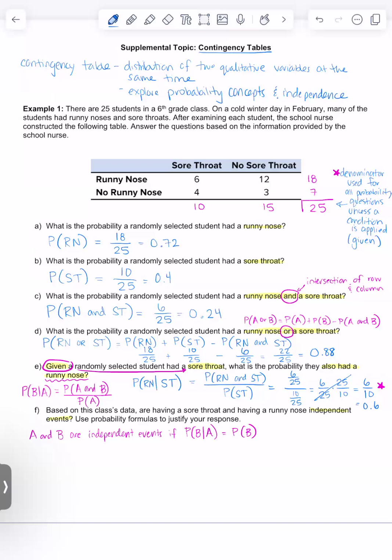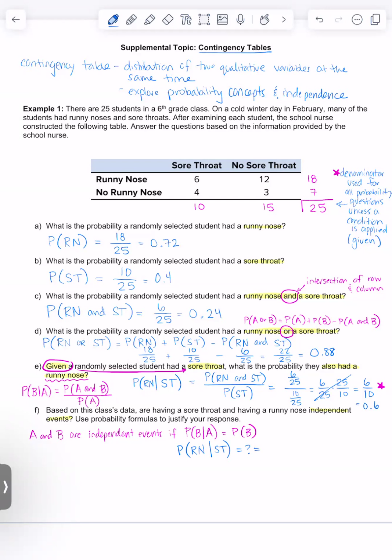So let's check if we can find two numbers that are equal. If these two probabilities are equal, then we can say the events are independent. Now, I prefer to use something that's already been done. So I look above at the previous given statement. Just above in part E, we showed what it is to have a runny nose given a sore throat. So we know the answer to that. Now let's see what we would have to show that that's equal to. So that's a question mark. Are these two things equal?